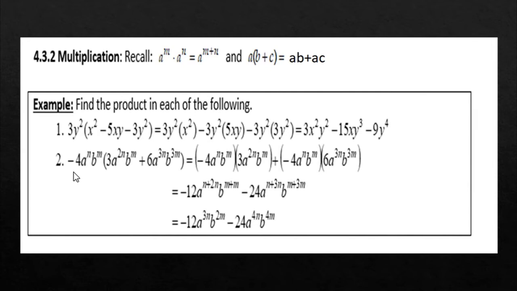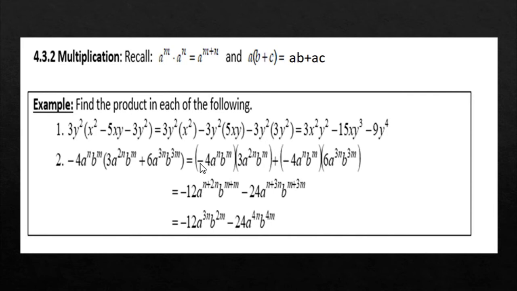Okay, number 2. Negative 4a to the power of n, b to the power of m, multiplied to the binomial 3 times a to the power of 2n, and b to the power of m plus 6 times a to the power of 3n, b to the power of 3m. So, again, ato siyang i-multiply sa kada term. So, kada sila gi-multiply, mao na ni. Kani pod sila gi-multiply, mao na ni siya.